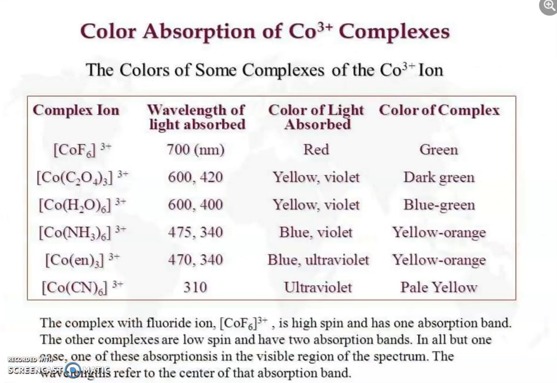Now, color absorption of cobalt 3+ complexes. The color of some complexes of cobalt 3+: you can see 700 nm, and if you have another ligand, this 370. For fluoride, you have the wavelength of light absorbed at a higher wavelength and low energy. Here, cyanide 370. So red, yellow, violet, blue, ultraviolet, and the color of the complex: green, dark green, blue green, yellow orange, pale yellow, like this. The complex with fluoride ion is high spin and has one absorption band. The other complexes are low spin and have two absorption bands. In all but one case, one of these absorptions is in the visible region of the spectrum. The wavelength refers to the center of that absorption band.